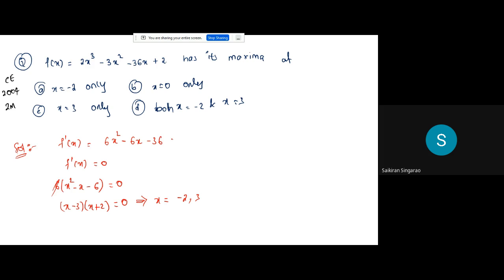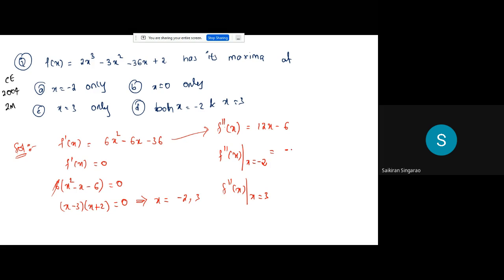Now this is the first derivative. Do the second derivative, the double derivative of x. If I do the double derivative, I am going to get 6 2s are 12x minus 6. Now you check the double derivative at x is equal to minus 2, and check the double derivative at x is equal to plus 3.